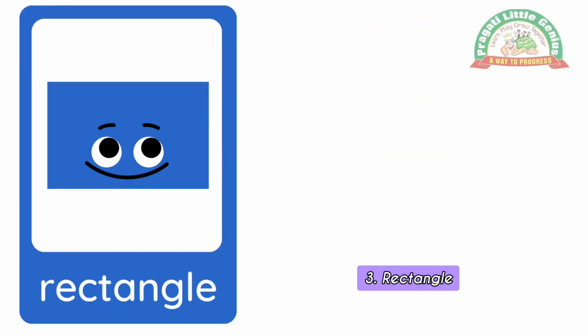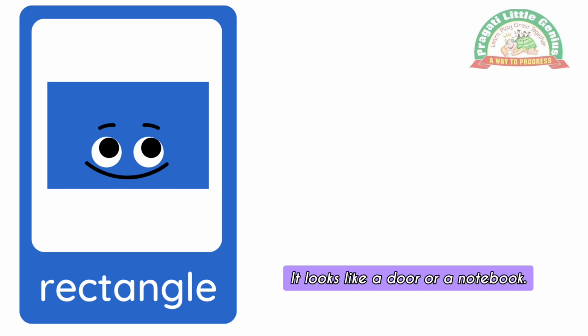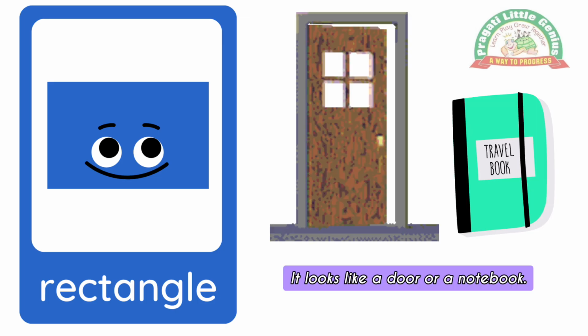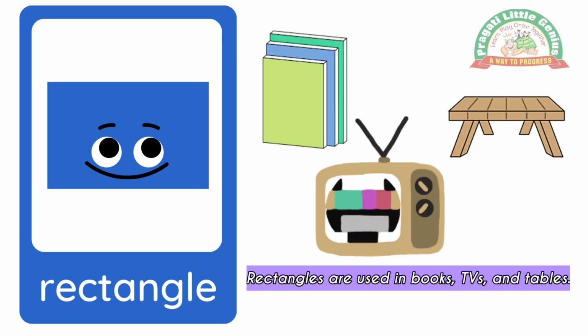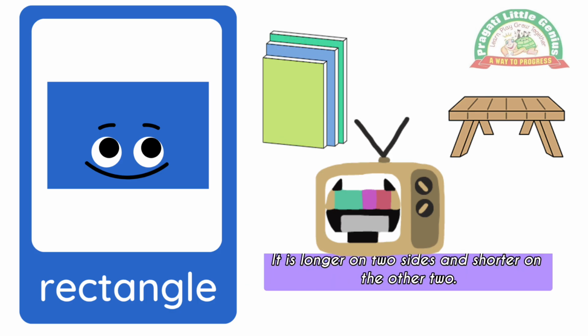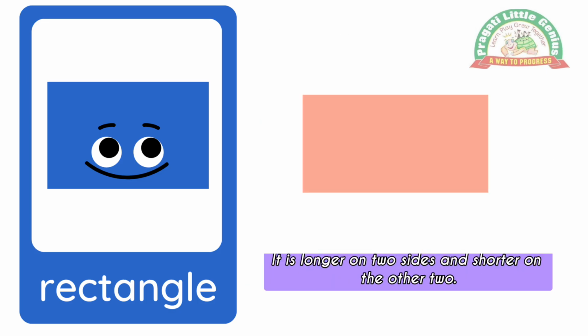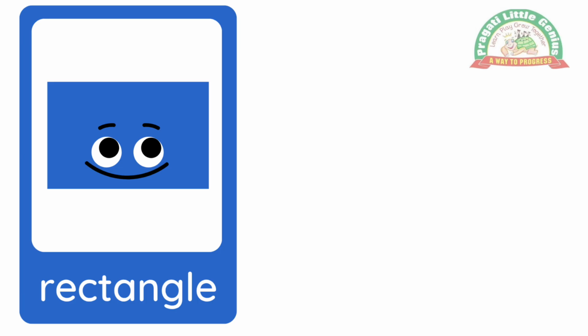3. Rectangle. R-E-C-T-A-N-G-L-E. Rectangle. A rectangle has 4 sides. The opposite sides are equal. It looks like a door or a notebook. Rectangles are used in books, TVs, and tables. It is longer on 2 sides and shorter on the other 2. It is a very useful shape.